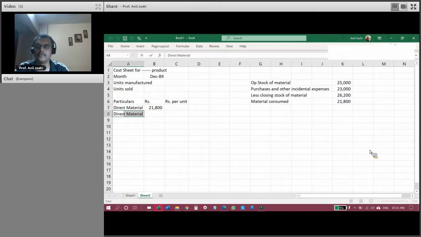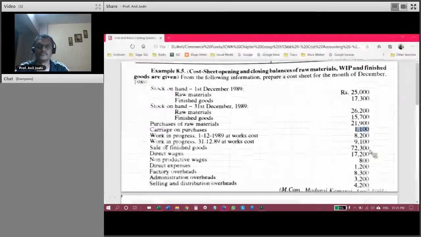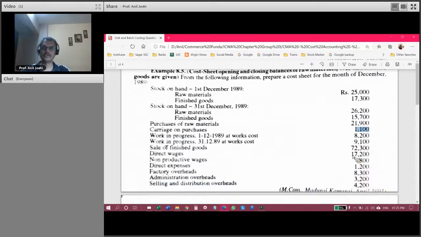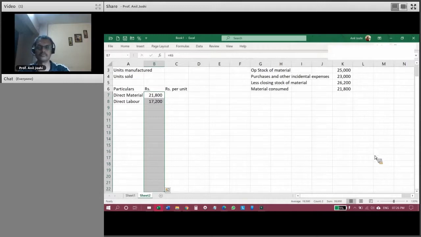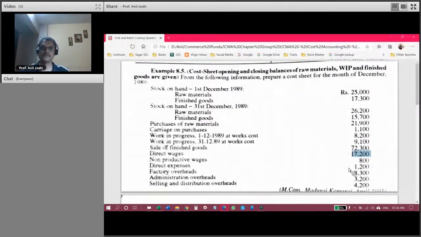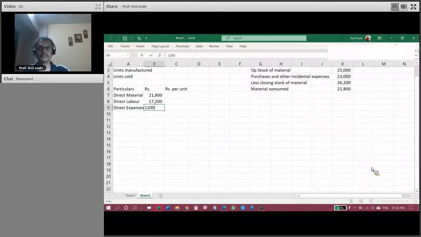Correct. Then direct labor. What is the direct labor cost? Direct wages, 17,200. Direct expenses, if any, these 1,200. So your direct cost is 40,200.